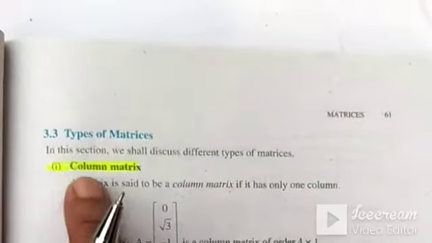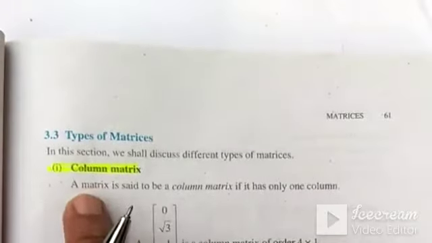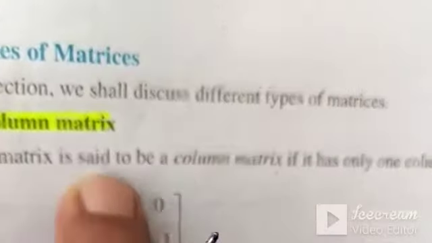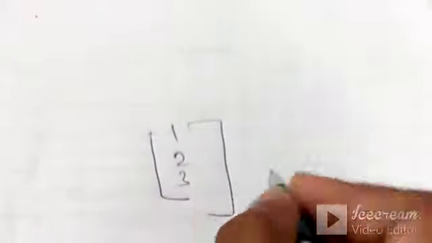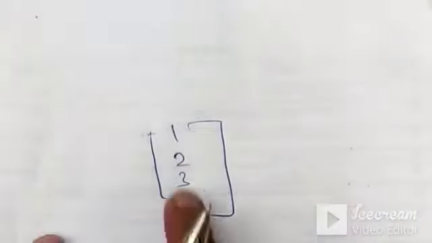So first one is column matrix. A matrix is said to be column matrix if it has only one column. Such type matrix we call column matrix. I will show an example here. Column matrix example: 1, 2, 3. See 1, 2, 3. So this is the column matrix.